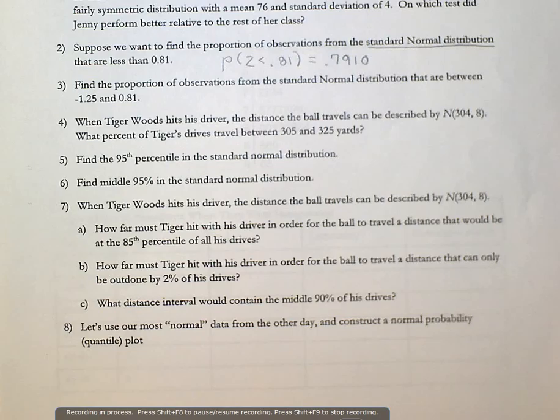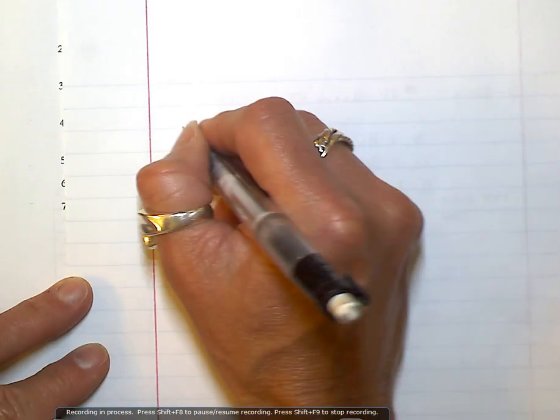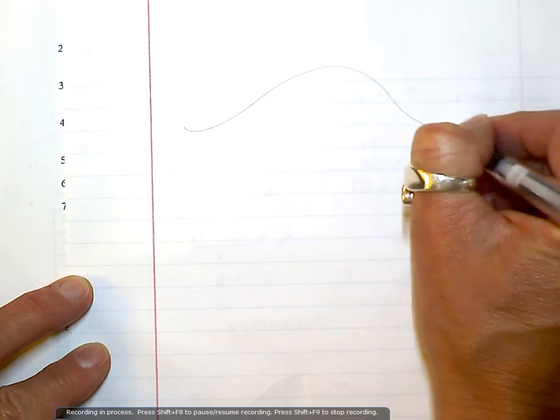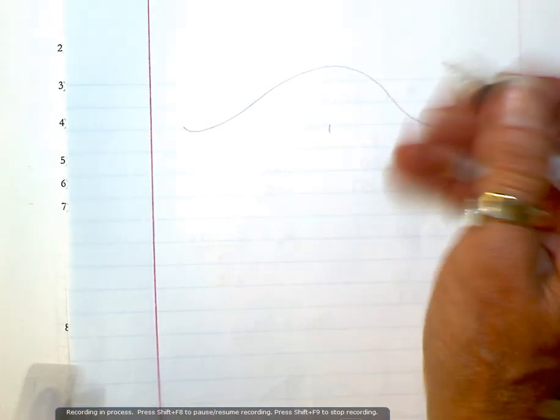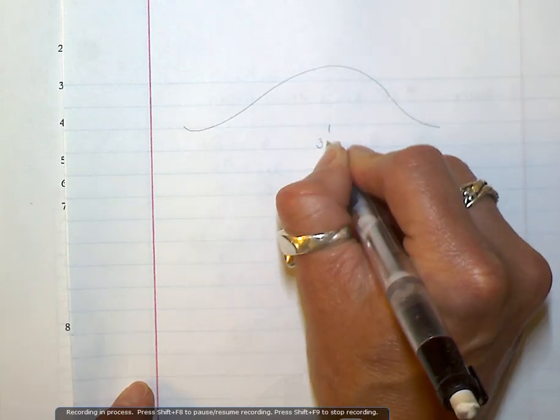Deviation of 8 yards. Okay? I'm going to start by drawing myself a little picture. So I've got Tiger and his drives. His mean was 304 and his standard deviation 8.